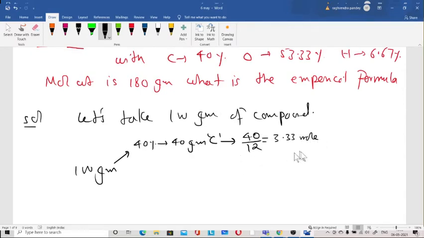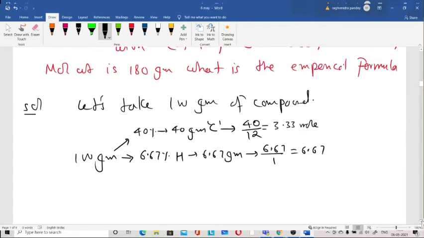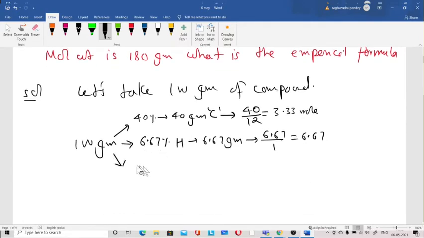Okay, are you getting this one? Yes. Then hydrogen is 6.67% hydrogen. So it means 6.67 gram of hydrogen, and moles are 6.67 divided by 1, so that will be 6.67 only. Okay. Then oxygen is 53.33%. Okay, so that is your how much? 53.33 gram.